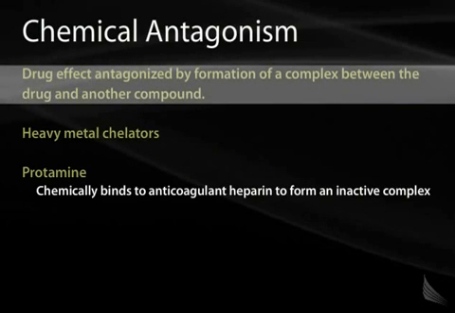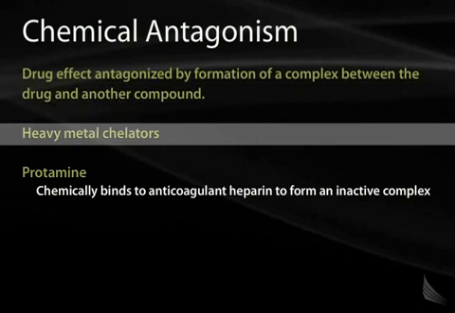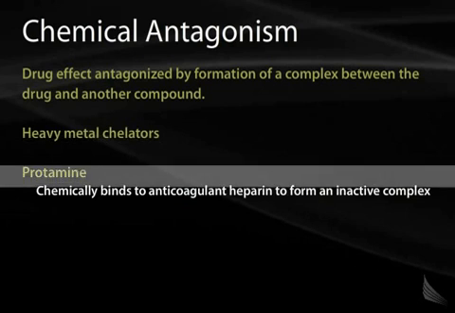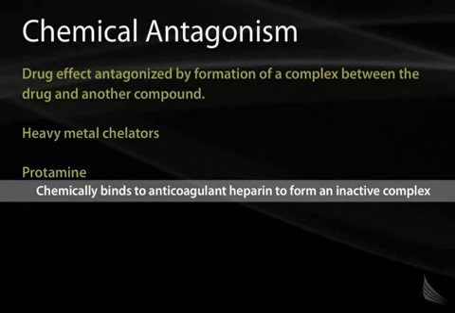Chemical antagonism involves molecules being antagonized by other molecules other than drugs. So, for example, heavy metal chelators such as tetracycline plus calcium causes antagonism, because calcium inhibits the ability of the tetracycline to bind to its receptor, which would be the bacterial ribosome. Protamine, which is a heparin inhibitor, chemically binds to heparin to form an inactive complex.